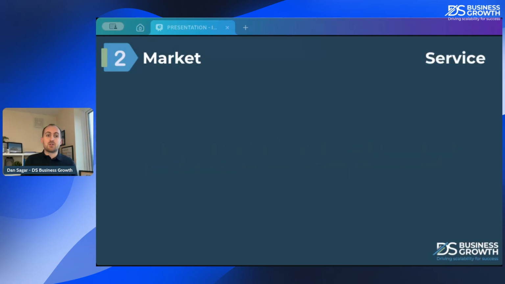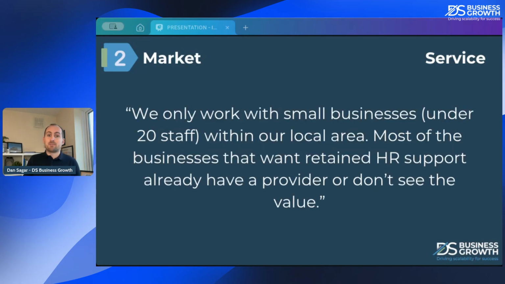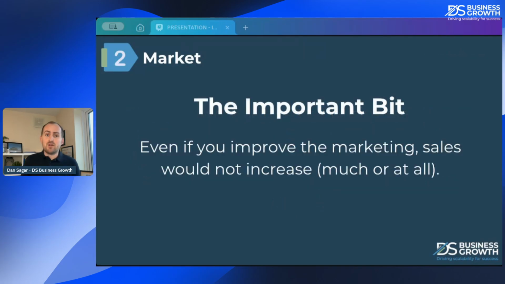Or for our service-based businesses, perhaps in our HR example, you only work with small businesses under 20 staff within your local area, and most of the businesses that want retained HR support already have a provider, or they don't see the value in what we offer. So anyone who could be your customer pretty much is, or you've got that really strong marketing offer. And the important bit for this one is if you were to improve your marketing, sales would not increase.